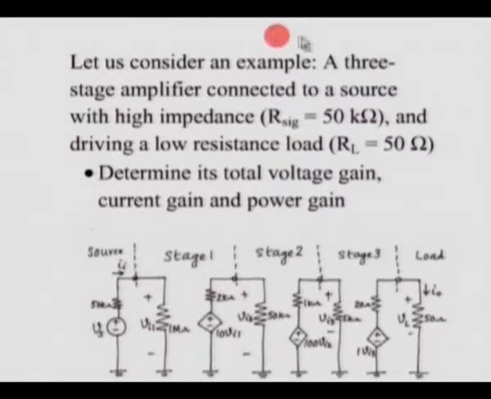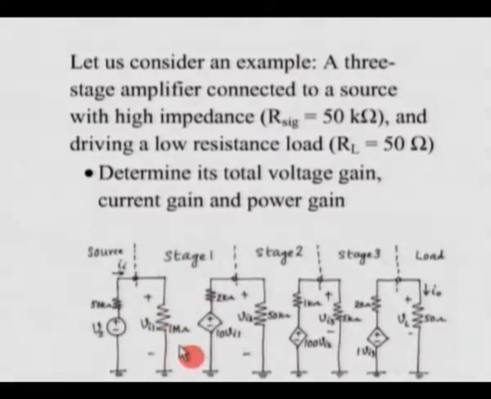Now what we have here is basically the equivalent circuit of a multi-stage amplifier, in fact stage by stage. Now this particular multi-stage amplifier has an input which is fed by a source Vs, and the source resistance is fairly high, 50 kilo ohms, and that feeds to the first stage.